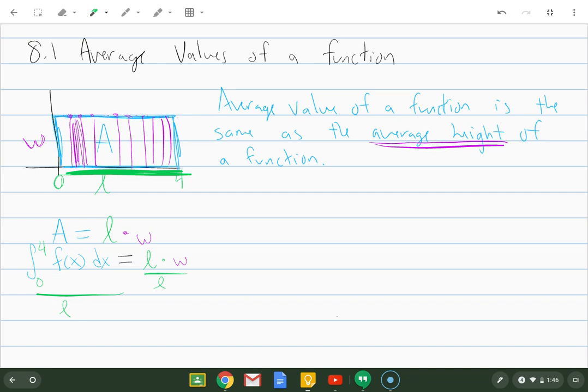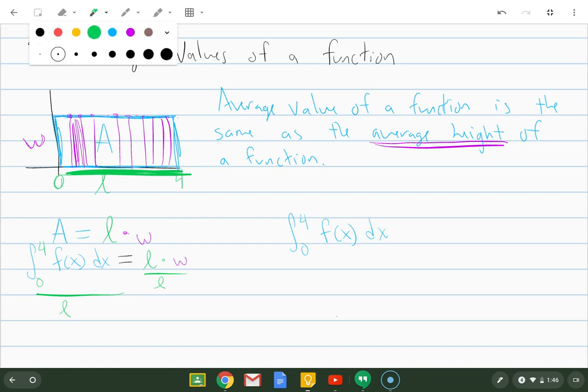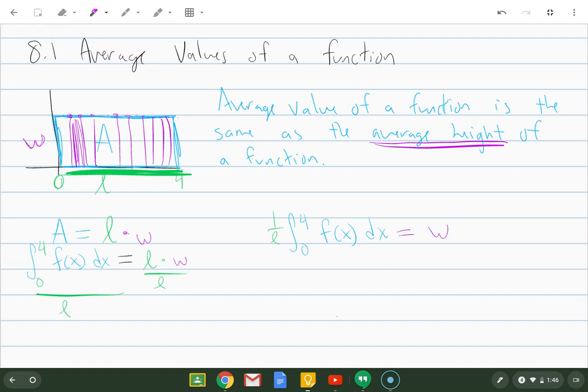So we can say that our function would be the integral from 0 to 4 of our function f of x dx. Instead of dividing by L, another thing we can do is just multiply it by 1 over L, and that's going to equal our width, right? That's going to equal our average width. Okay, so that's kind of our general function that we have for it.